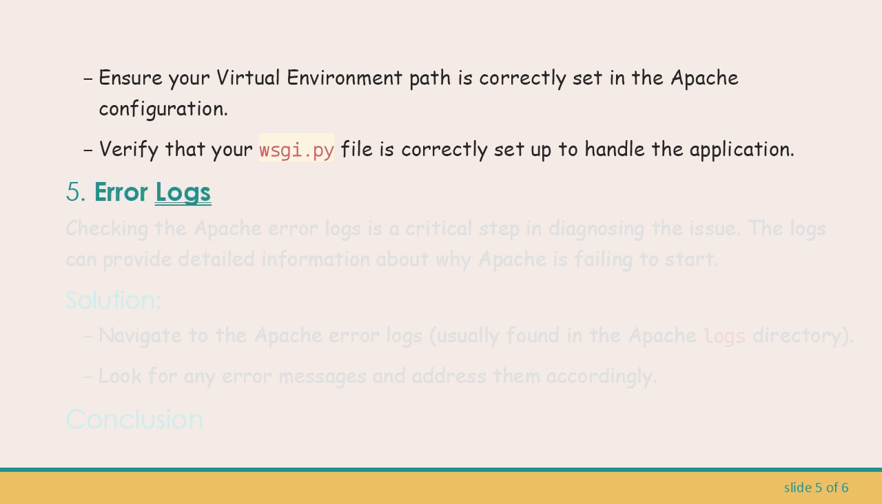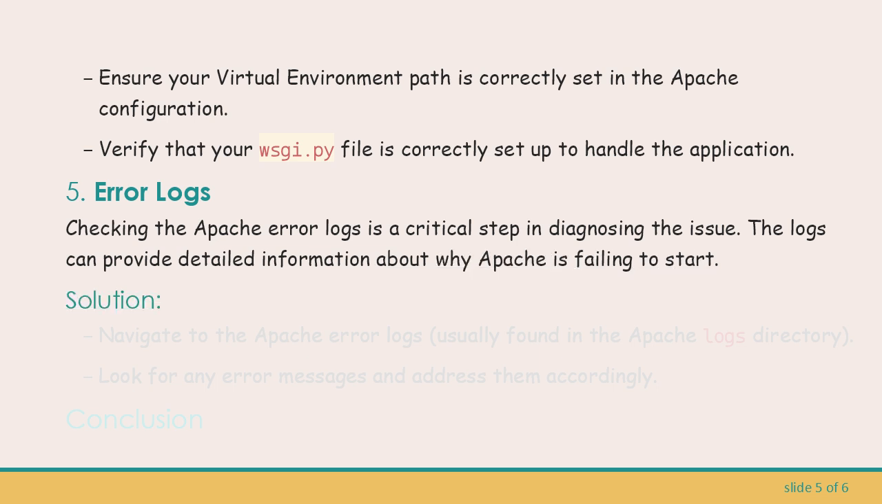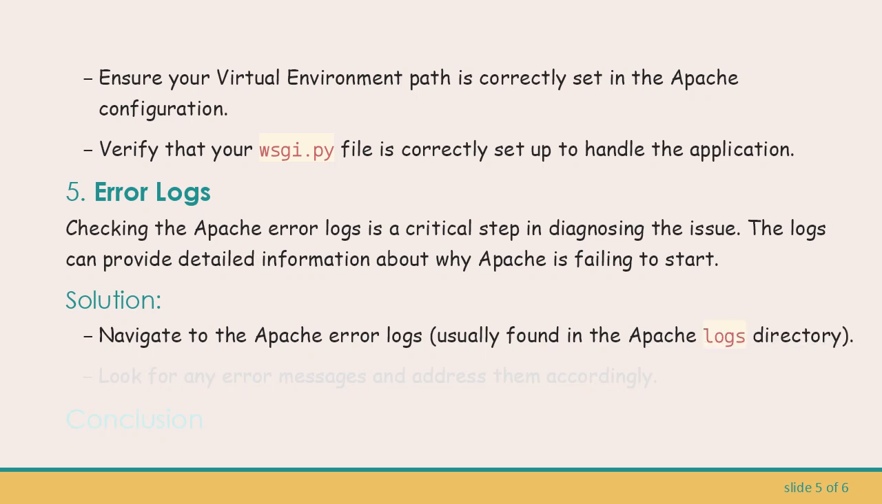5. Error logs. Checking the Apache error logs is a critical step in diagnosing the issue. The logs can provide detailed information about why Apache is failing to start. Solution: navigate to the Apache error logs, usually found in the Apache logs directory. Look for any error messages and address them accordingly.